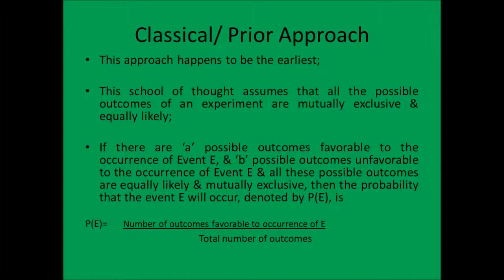If there are A possible outcomes favorable to the occurrence of event E, and B possible outcomes unfavorable to the occurrence of event E, and all these possible outcomes are equally likely and mutually exclusive, then the probability that the event E will occur, denoted by P(E), equals the number of outcomes favorable to occurrence of E, divided by the total number of outcomes.